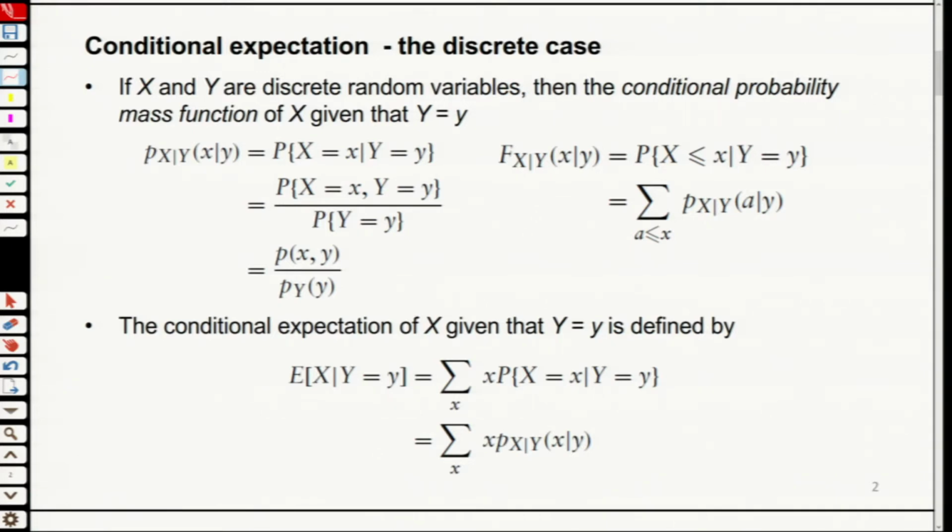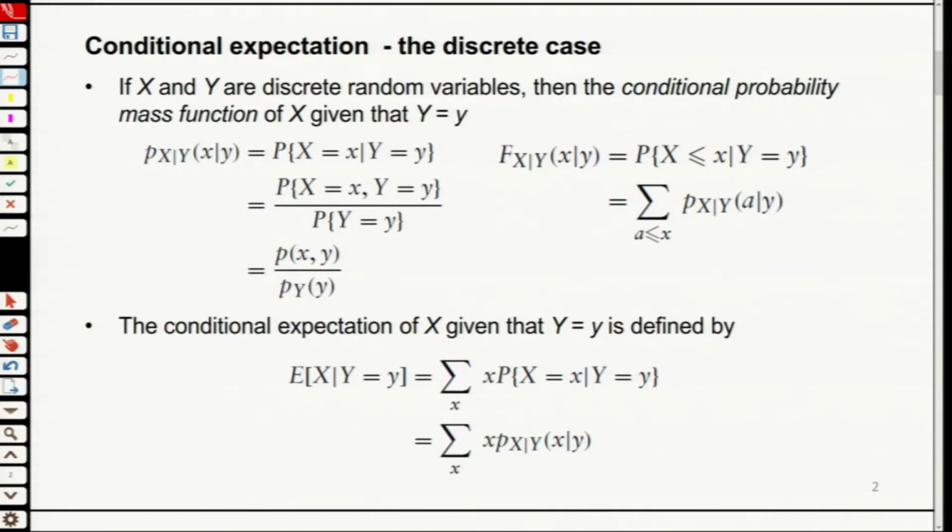But this part is the cumulative. Given y, you want to find out the probability that this random variable is less than or equal to x. Given that the random variable y equals y, what is the conditional, or cumulative, probability of x less than or equal to x? You are going to add all of them together, given that y equals y. So this is the cumulative conditional distribution.